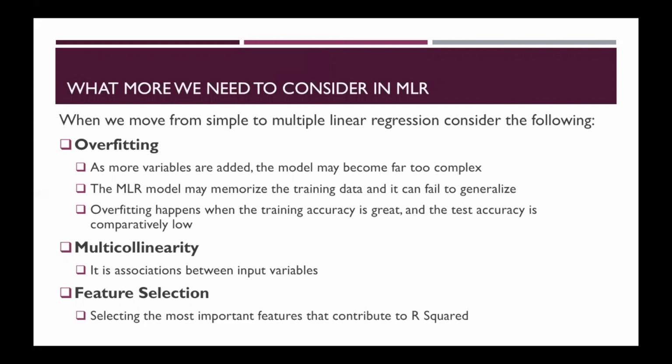Okay, so one of the things is overfitting. As more variables are added, the model may become far too complex. Okay, so let us take a use case of a sales price for a house, and we will try to understand this concept from this use case. Now if it is a single linear regression, sales price will be the dependent variable, and let us say the area of the house is the independent variable, and we are able to arrive at a model to predict the sales price.